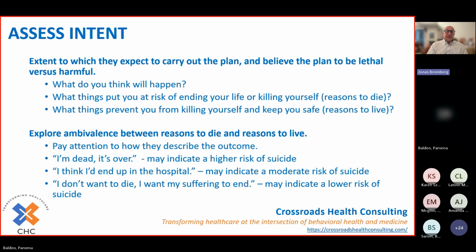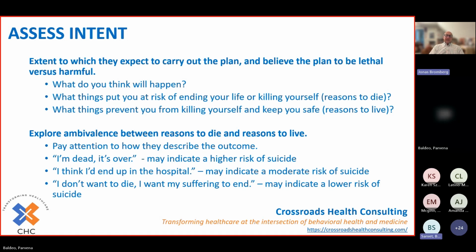The next thing we want to do is think about intent, the extent to which the patient expects to carry out the plan, and believe that the plan is going to be potentially lethal versus just simply harmful. What are their thoughts about that? And what are the things that have put them at risk? What are the reasons that they want to die? What are the reasons that they want to live? So we want to inquire about both those things. Again, that decisional balance of risk and protective factors.